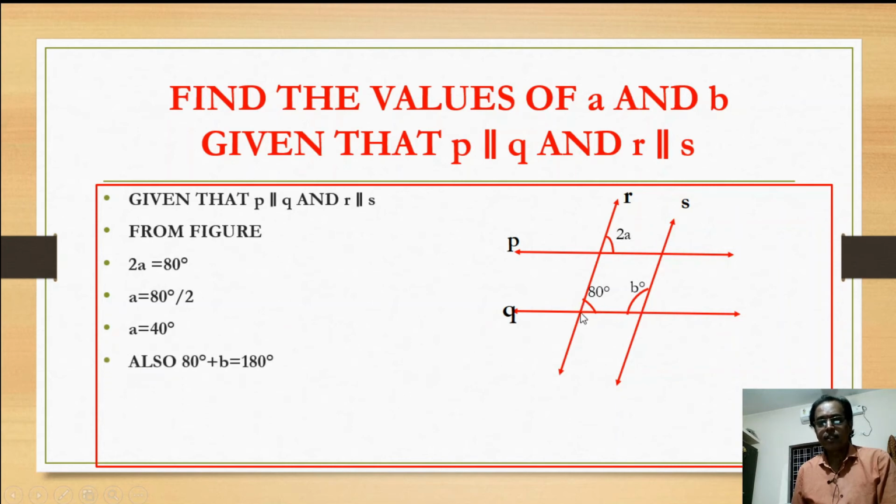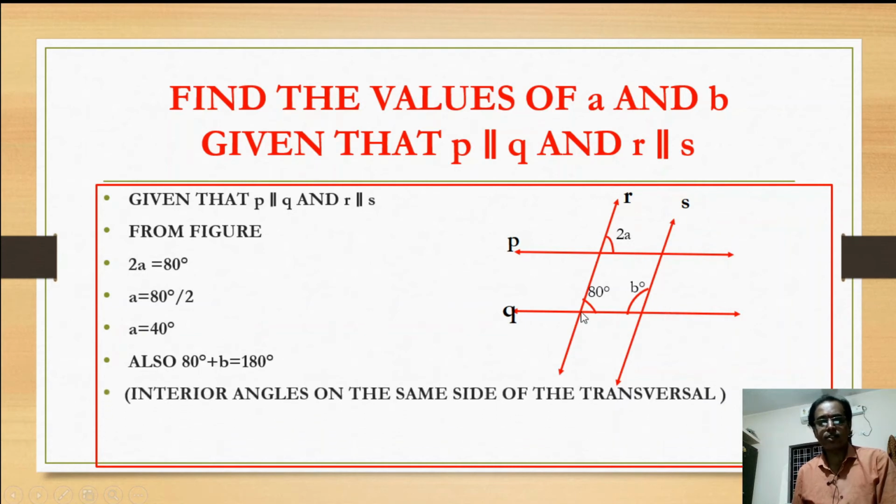Now next, here again R is parallel to S and Q is the transversal. So that's why 80 plus B, that is, interior angles on the same side of the transversal are what? 180 degrees. So supplementary, the sum of these two angles is 180. So interior angles on the same side of the transversal are supplementary. That's why 80 plus B is equal to 180. Then B is equal to 180 minus 80. Then B is equal to 100. Okay, simple sum.